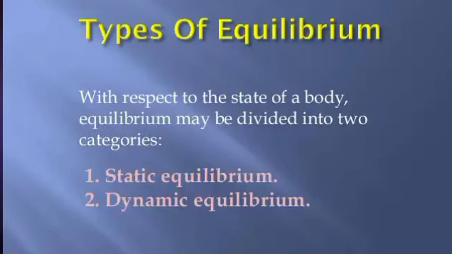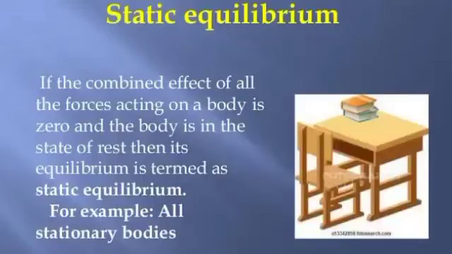With respect to the state of a body, equilibrium may be divided into two categories. First is static equilibrium and the second is dynamic equilibrium. Static equilibrium: when the center of gravity is in a stable position, it is static equilibrium. If the combined effect of all the forces acting on a body is zero and the body is in the state of rest, then its equilibrium is termed as static equilibrium. Example, all stationary bodies, or when one is sitting or performing a handstand in gymnastics.